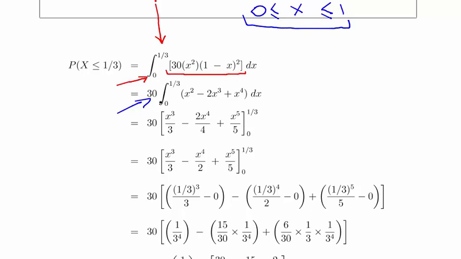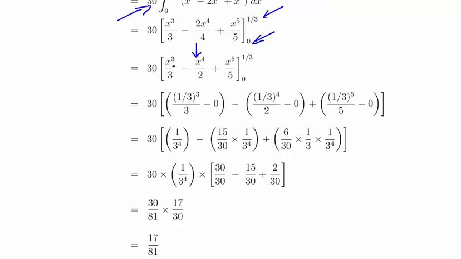When we have x squared times (1 minus x) squared, that simplifies as x squared minus 2x cubed plus x to the power of 4. Integrate that, using the limits of integration 0 and 1/3. Integrating it out, I just simplified that, not much progression there. When we integrate it, we get x to the power of 3 over 3, minus x to the power of 4 over 2, plus x to the power of 5 over 5, and we integrate that between 0 and 1/3.